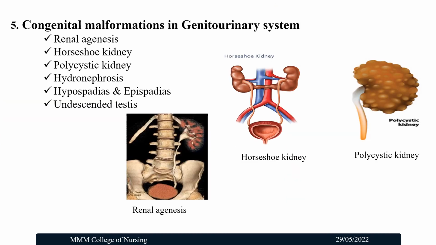Next about the genitourinary system disorders: renal agenesis, horseshoe kidney, polycystic kidney, hydronephrosis, hypospadias and epispadias, undescended testes and phimosis, etc. First, renal agenesis is a complete absence of one or both kidneys. And horseshoe kidney is also called renal fusion, where the two kidneys are fused or joined together. And polycystic kidney is an inherited disorder in which clusters of cysts develop within the kidneys.